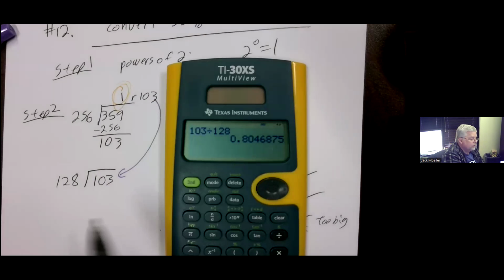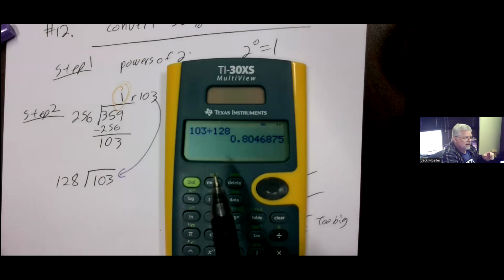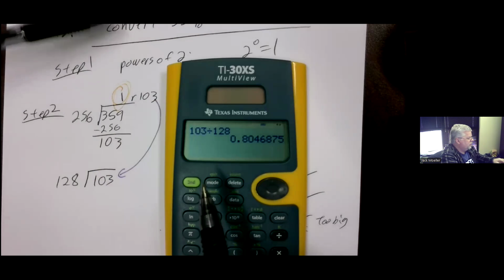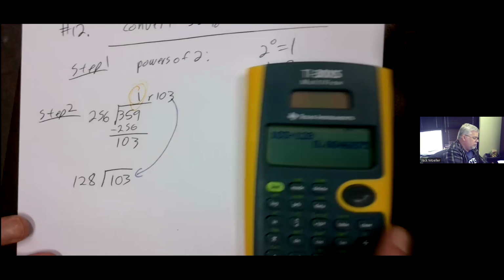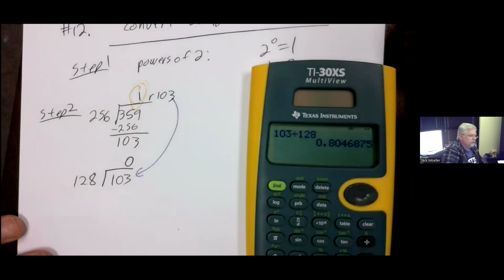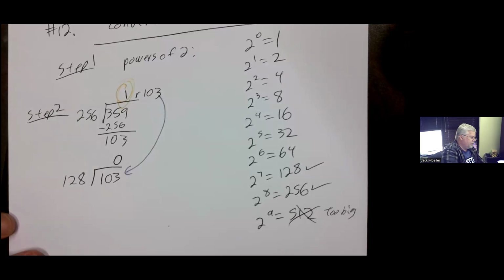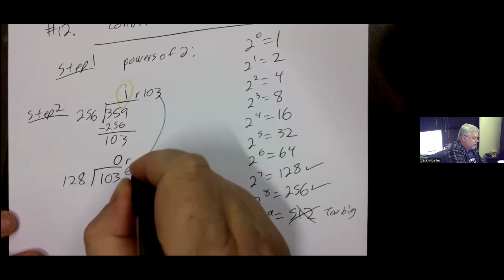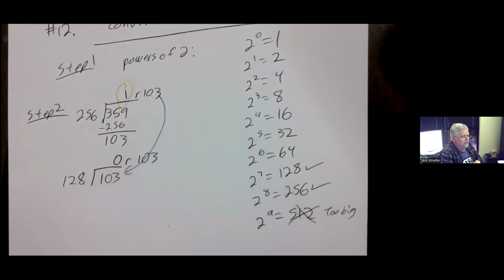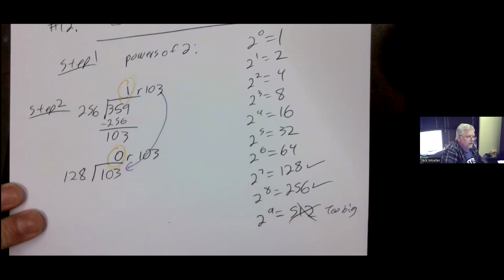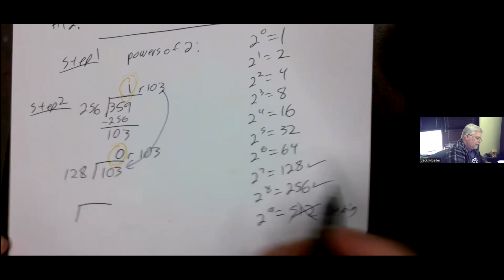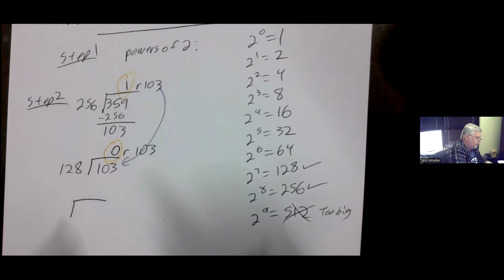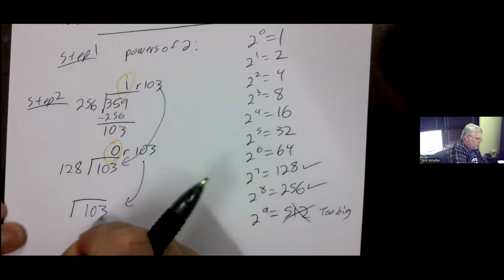So it's not that it doesn't go into it, it goes in 0 times. That may seem a little weird to say. That's also why it took our civilization thousands of years to come up with a symbol for 0, because it's a little bit harder concept. So 128 goes into 103 0 times. Well, what's the remainder? Since we didn't subtract anything, the remainder is 103. Again, circle that 0 because that's part of the answer. Now again, the remainder is what goes on the inside.